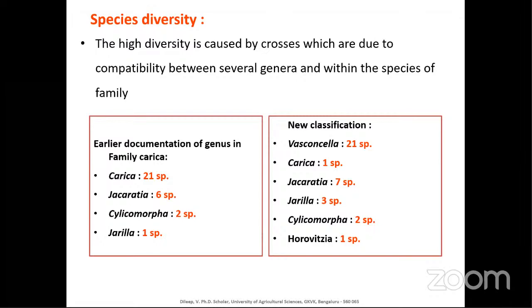Genus and species. The family Caricaceae earlier documented only 4 genera. Among them was Carica, that is Carica papaya, our cultivated papaya. The genus Carica contained almost 21 species, Jacaratia 6 species, Cylicomorpha 2 species, and also Jarilla, which contained 1 species.